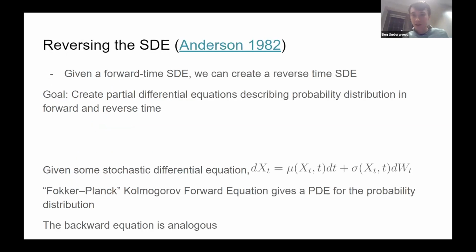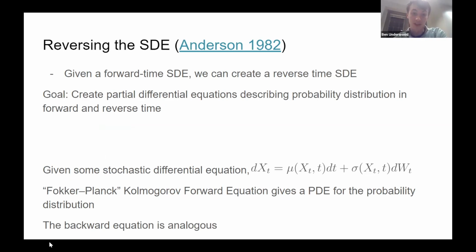So most of the key theory behind this technique comes from Anderson in 1982, who did a lot of stochastic calculus that allows us to do this. He found that given a forward time SDE, we can create a reverse time SDE. This is from Kolmogorov. So we first create partial differential equations describing probability distributions. This is akin to what we have in our class notes.